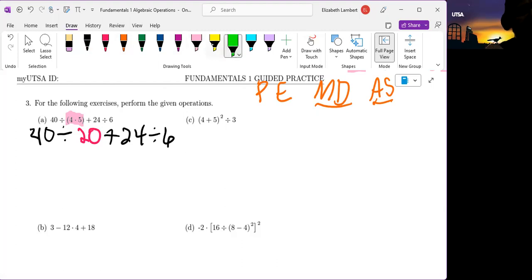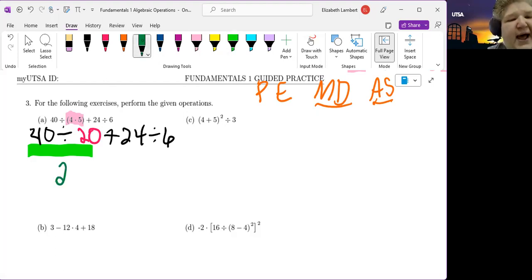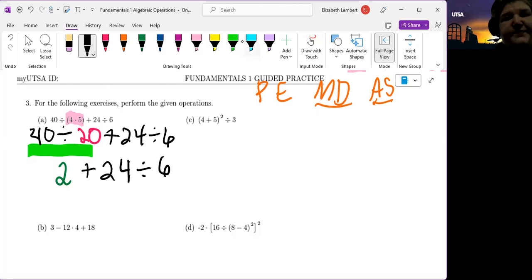All right, now our next step. I did all my parentheses. Are there any exponents? Don't see any exponents. So now multiplication and division as it appears from left to right. So the 40 divided by 20 here, that's our next one. So 40 divided by 20 is 2. There's two 20s in 40. So we'll change that and then recopy everything else. Plus 24 divided by 6.